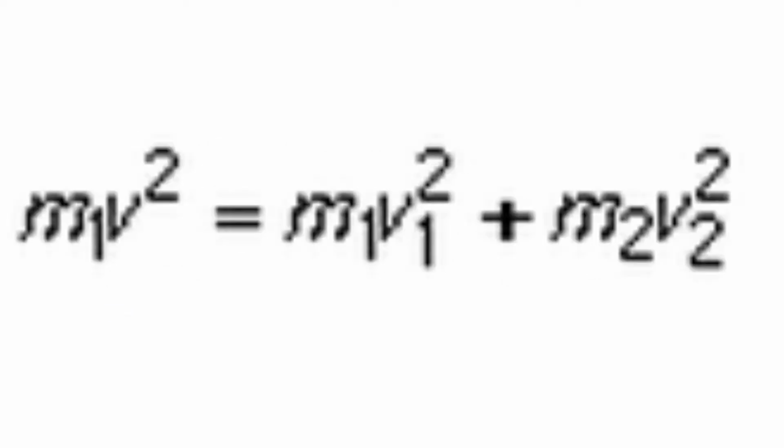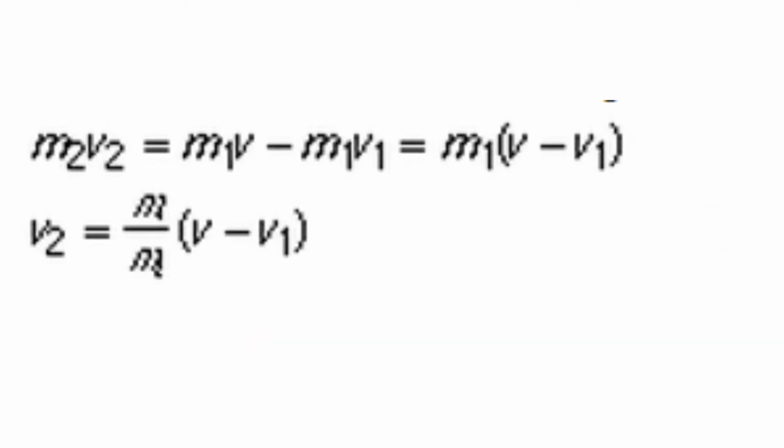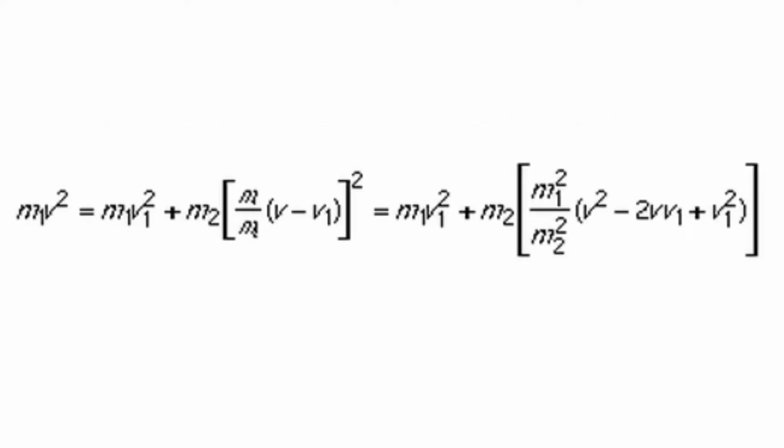squared. So if we multiply both sides of this equation by 2, it gives us m1v squared equals m1v1 squared plus m2v2 squared. So suppose we solve equation 1 for v2. We would have m2 times v2 equals m1v minus m1v1 equals m1 times v minus v1. With this result, we would substitute it into the second equation.